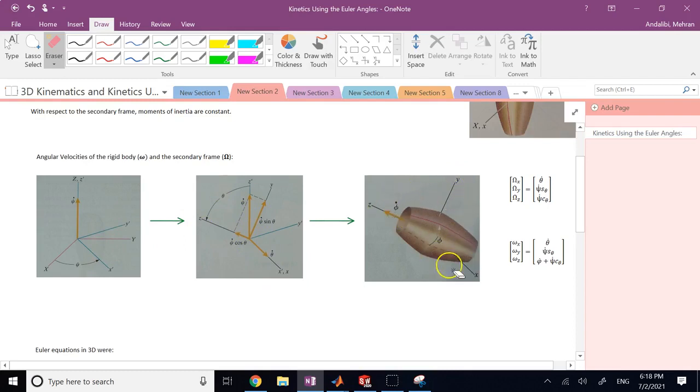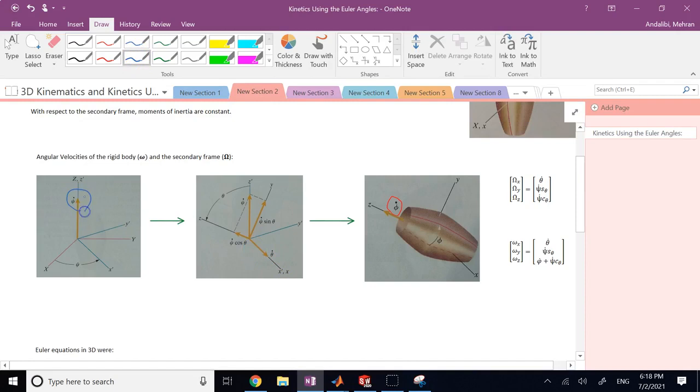To my secondary frame xyz. So now, clearly, my secondary frame xyz is not going to see phi dot, because it never had that. Phi dot later happens from the rigid body with respect to this guy. So this guy is out of the picture, phi dot. All it can see is psi dot and what? Theta dot.